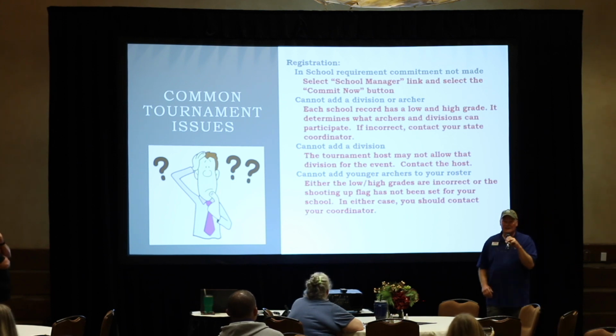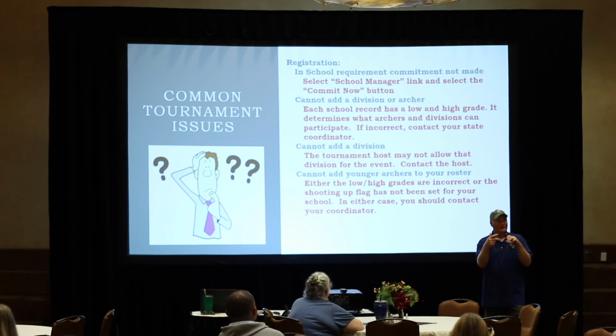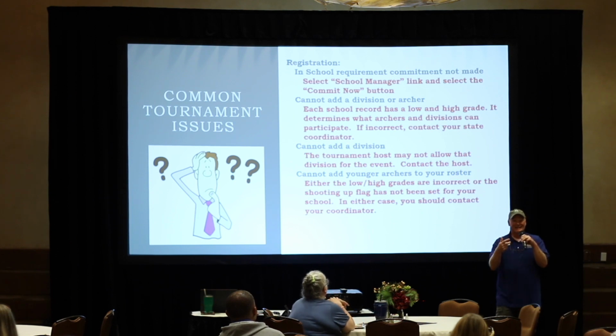We have an organization table, an org table that's got every single school in it. On that school, we've got the low grade that attends that school and the highest grade that attends that school. If that's not right for your school, it may say it's only got 4 or 5 as the grades itself. It won't let you add a middle school division or a middle school archer or a high school division or a high school archer if it's incorrect. If it is incorrect, you need to contact your state coordinator.